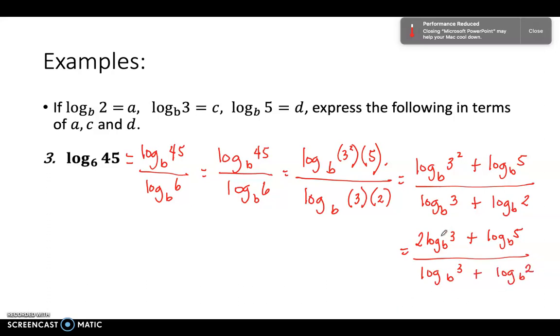Then, 2 logarithm of 3 base B is simply equal to 2C, plus logarithm of 5 base B is simply equal to D, all over logarithm of 3 base B is simply equal to C, plus logarithm of 2 base B is simply equal to A. So the answer is 2C plus D all over C plus A.